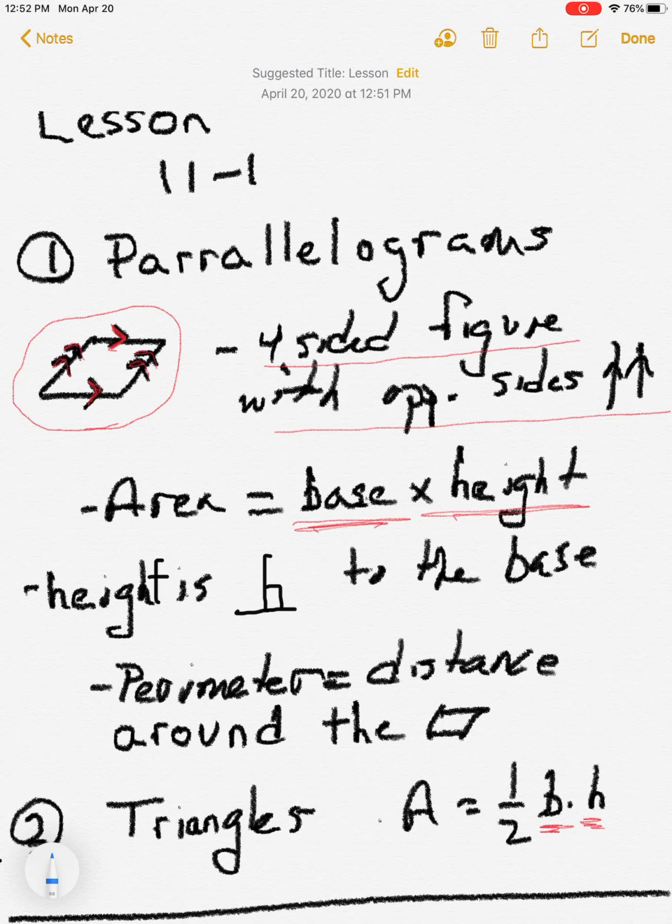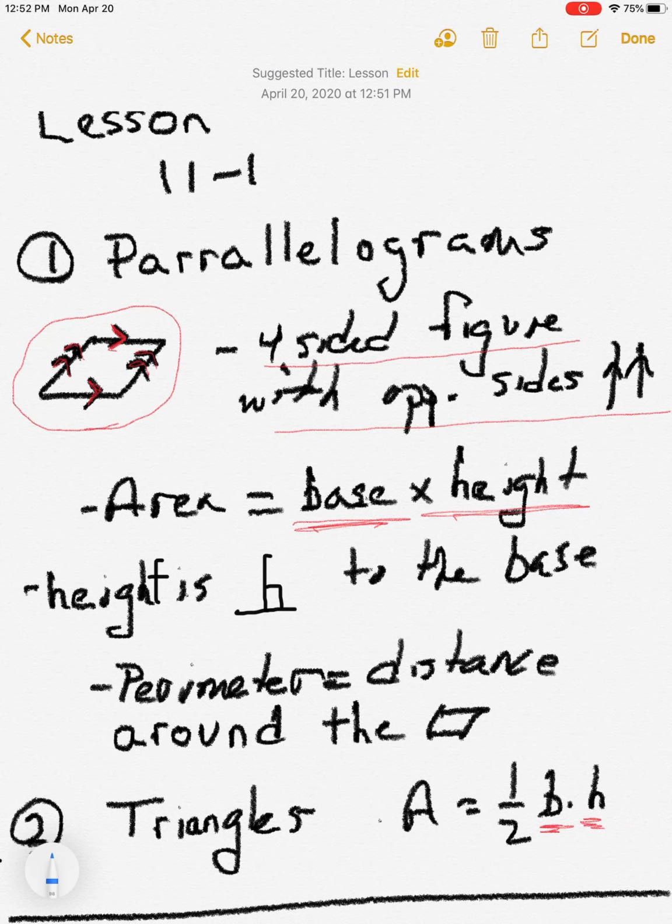At this time, I would like to explain section 11.1. Section 11.1 begins on page number 779. There are two major ideas in section 11.1. The first one deals with parallelograms. We'll be looking at the area and the perimeter of a parallelogram, and then also the area of a triangle. First of all, we'll start with a parallelogram.